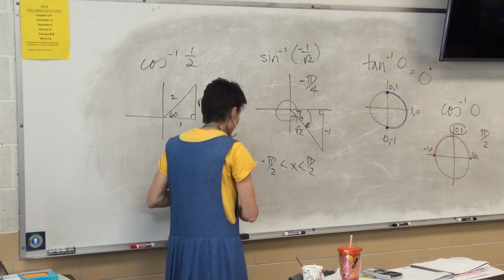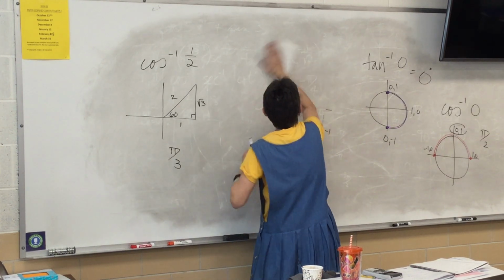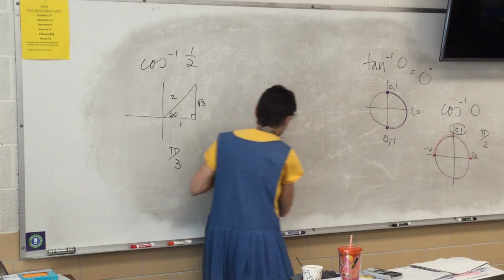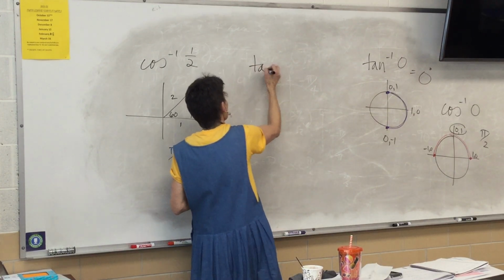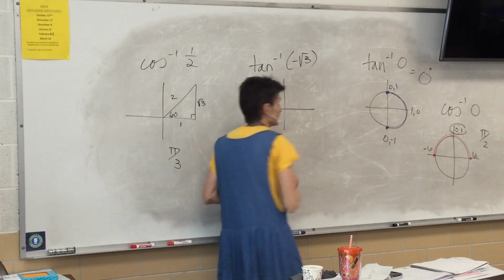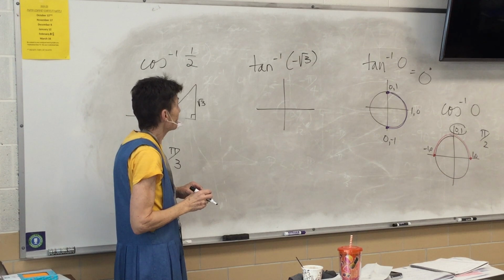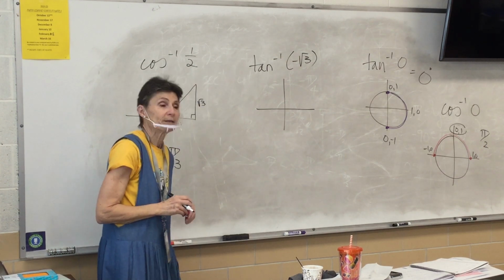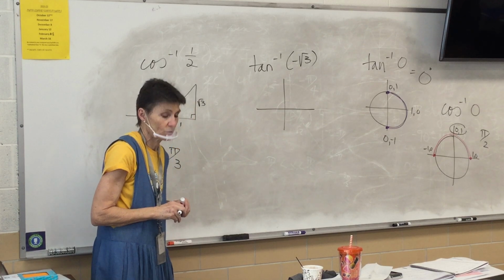All right, try the next one. This one's a little tougher. The angle whose tangent is negative root 3. We don't have inverse. You should. Thank you for pointing that out. That's my mistake. Yeah, it's an inverse.